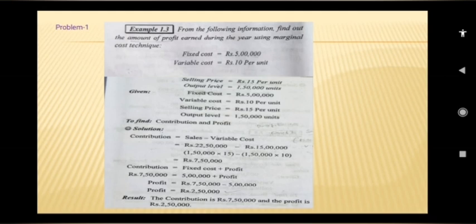Contribution formula is equal to fixed cost plus profit. To find the profit, fixed cost is 5 lakhs, contribution is 7,50,000. So profit is equal to 7,50,000 minus 5 lakhs. Profit is equal to 2,50,000. The result is contribution 7,50,000 and the profit is 2,50,000.